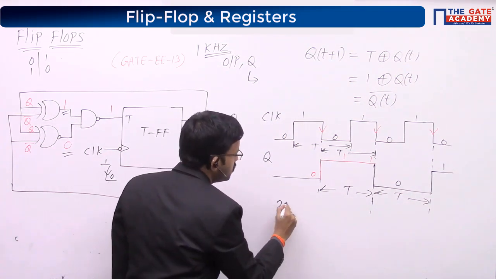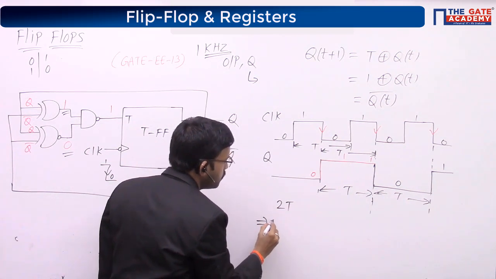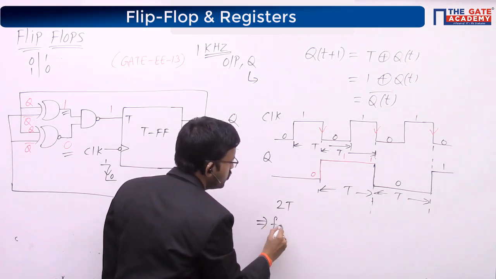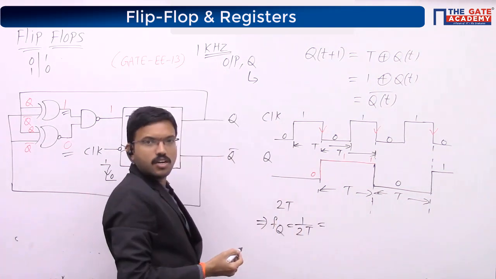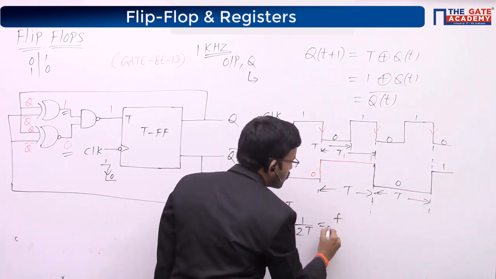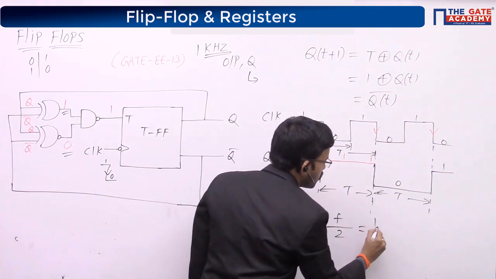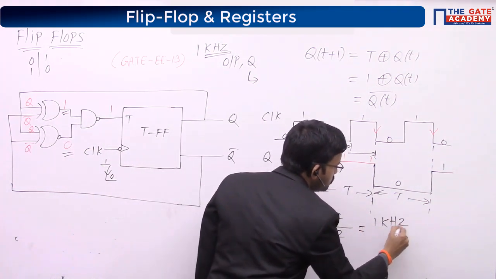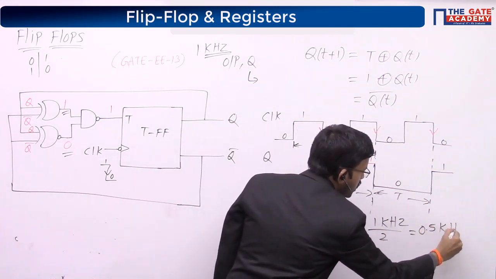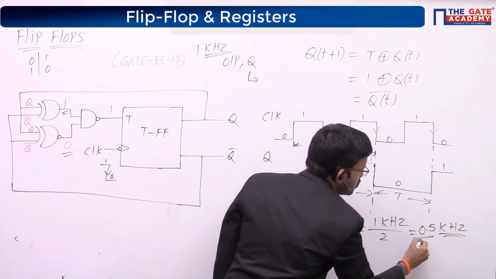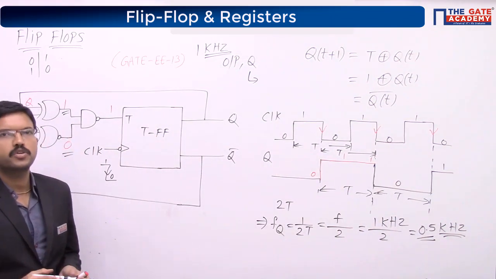That means from here you will get the frequency as 1 by 2T, the reciprocal of this. fq equals 1 by 2T, where 1 by T is the clock signal frequency f, divided by 2. F he has given as 1 kHz. 1 kHz divided by 2 is 0.5 kHz. Since he is asking for the answer in kHz, the answer is 0.5.